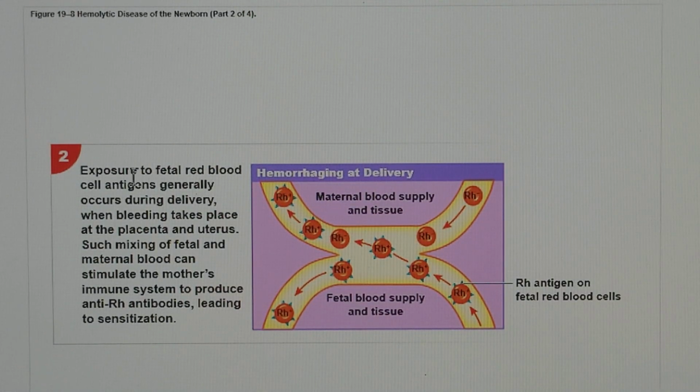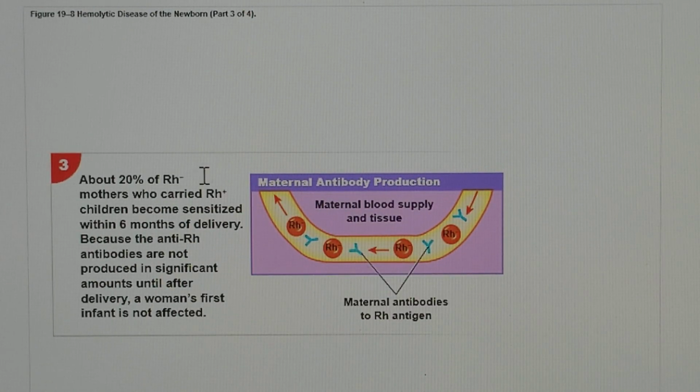Exposure to fetal red blood cell antigens generally occurs during delivery when bleeding takes place at the placenta and uterus. Such mixing of fetal and maternal blood can stimulate the mother's immune system to produce anti-RH antibodies, leading to sensitization. About 20% of the RH negative mothers who carried RH positive children become sensitized within 6 months of delivery. Because the anti-RH antibodies are not produced in significant amounts until after delivery, a woman's first infant is not affected.